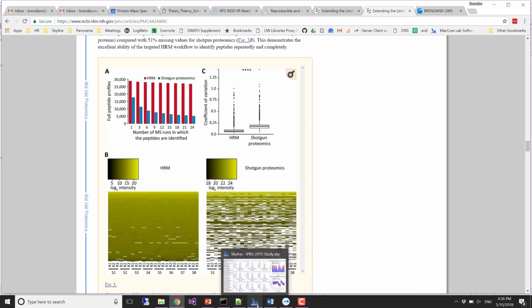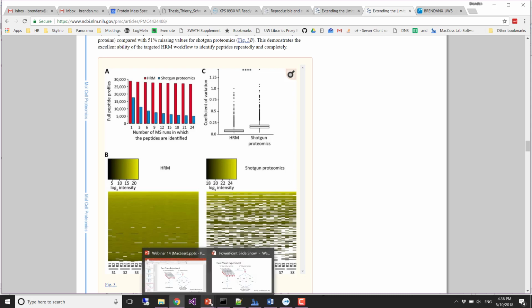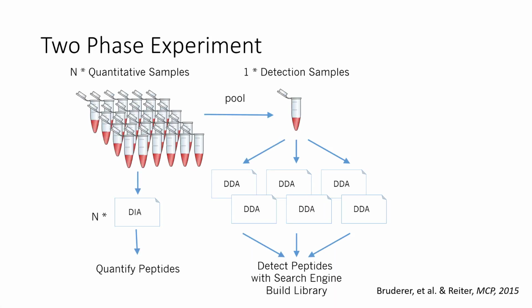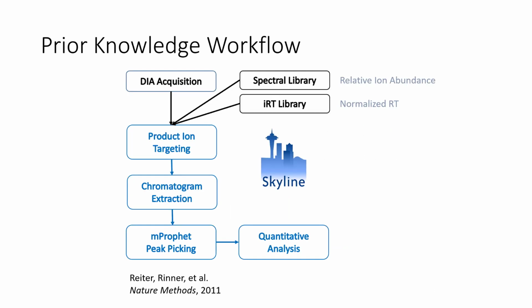And so, the Brooder data set is definitely extremely interesting to look at for us. And just to remind everybody, where we are now is what I call the prior knowledge workflow.